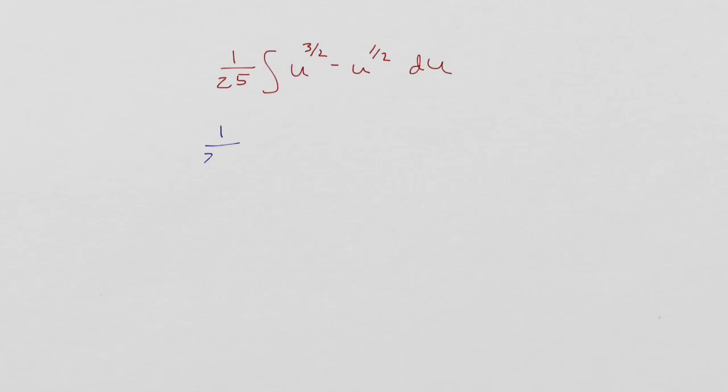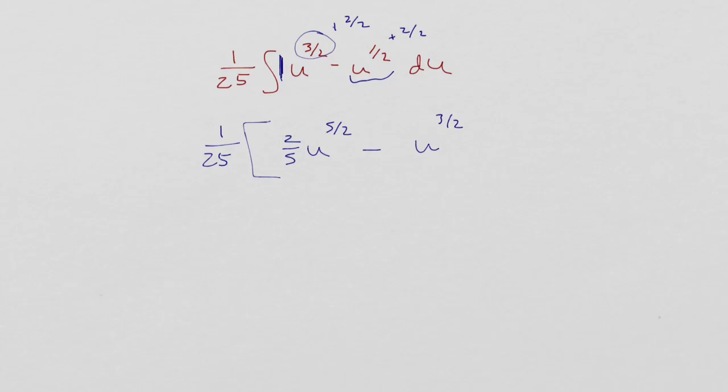So here we go. I've got 1/25 out front, and I'm going to raise this by a power of 1 by adding 2/2 to get u to the power of 5/2, and then I need a coefficient of 2/5 to cancel that out so that I can get my invisible 1. And I'm going to play the same game with this next chunk. I'm going to add 2/2 to 1/2 to get u to the power of 3/2, and I need a 2/3 out front. And I'm going to add C to all of this.